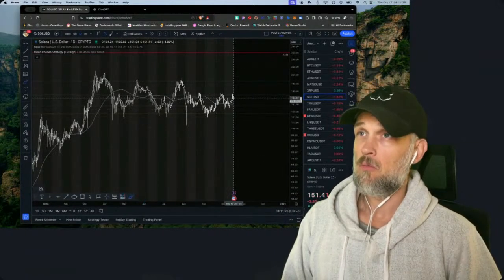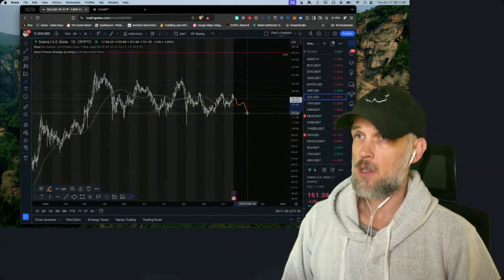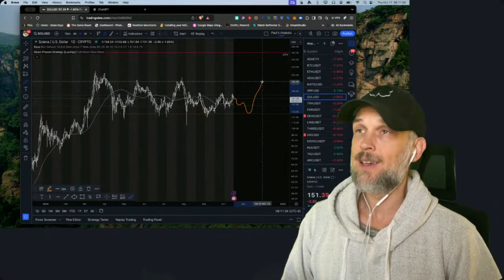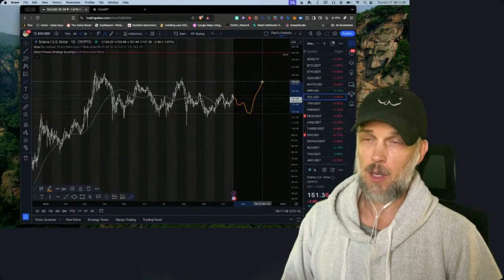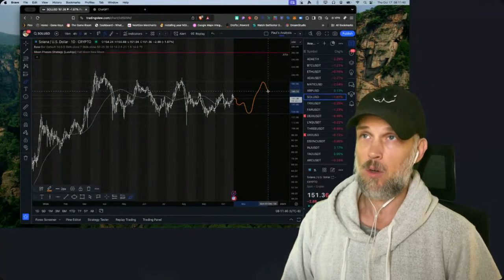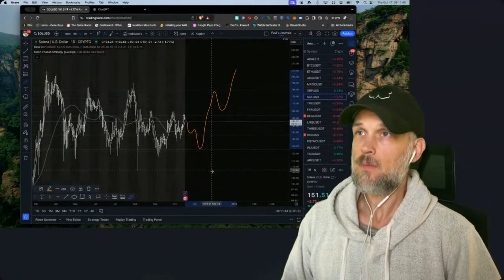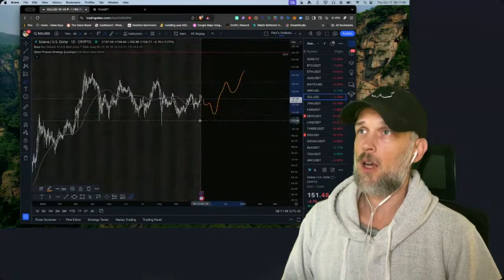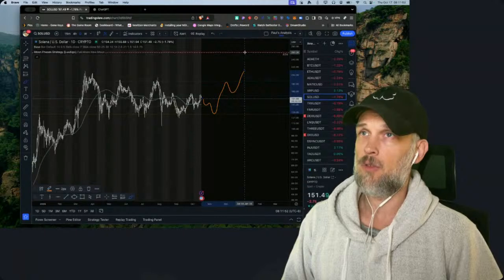I might be wrong, and I'm willing to admit it when I am, but I think we're still going to see the price action retest 126 before we see it able to use the 184 level as support before it can go up. So I think we're going to see a pattern like this before we break out of this high here and head for the all-time high.